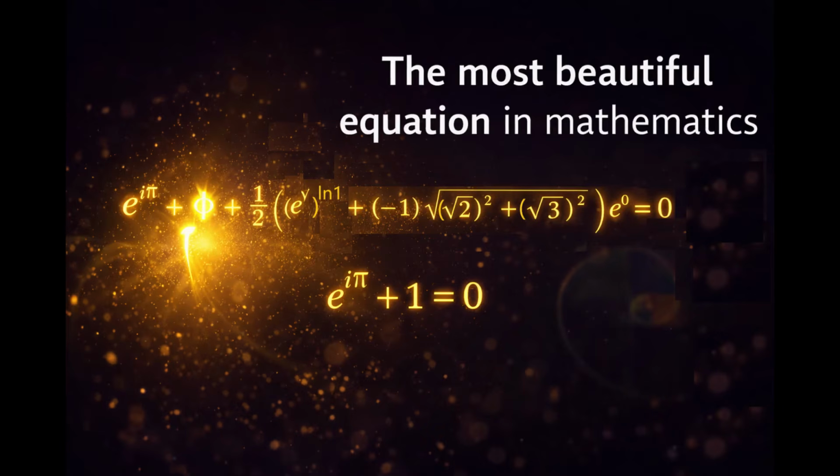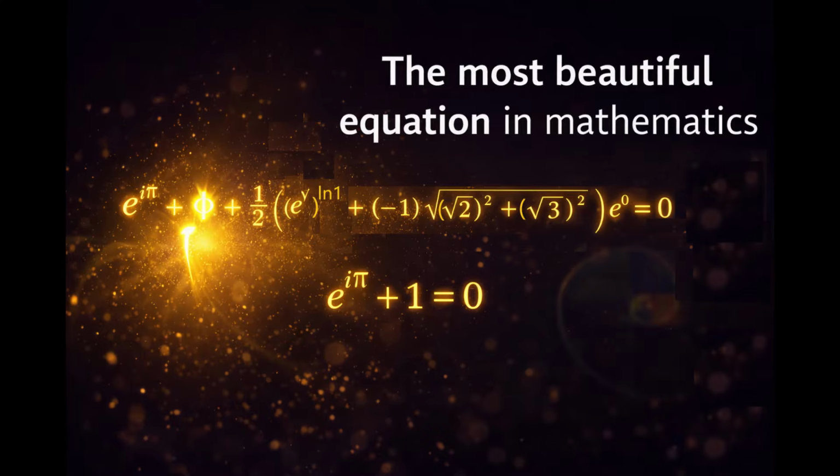Everyone knows Euler's identity. e to the i pi, plus 1, equals 0. It's often praised for its elegance. But what makes it truly remarkable is how much mathematics it contains. Recently, I took this beautiful identity one step further.